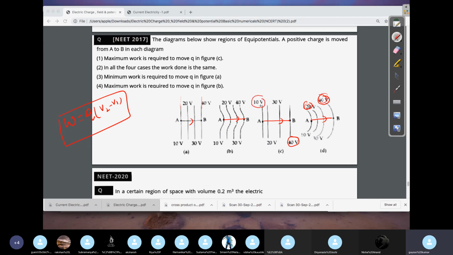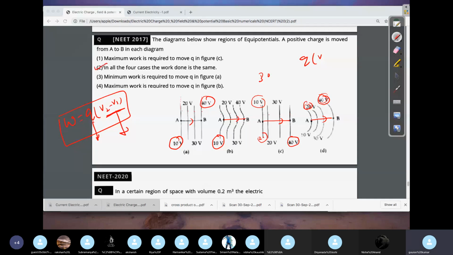I think it should be 20. No, it should not be 10, it should be 20 only. Okay, sorry, 10 and 40. So the first and last is 40, so Q into V2 minus V1. This is the same for all.